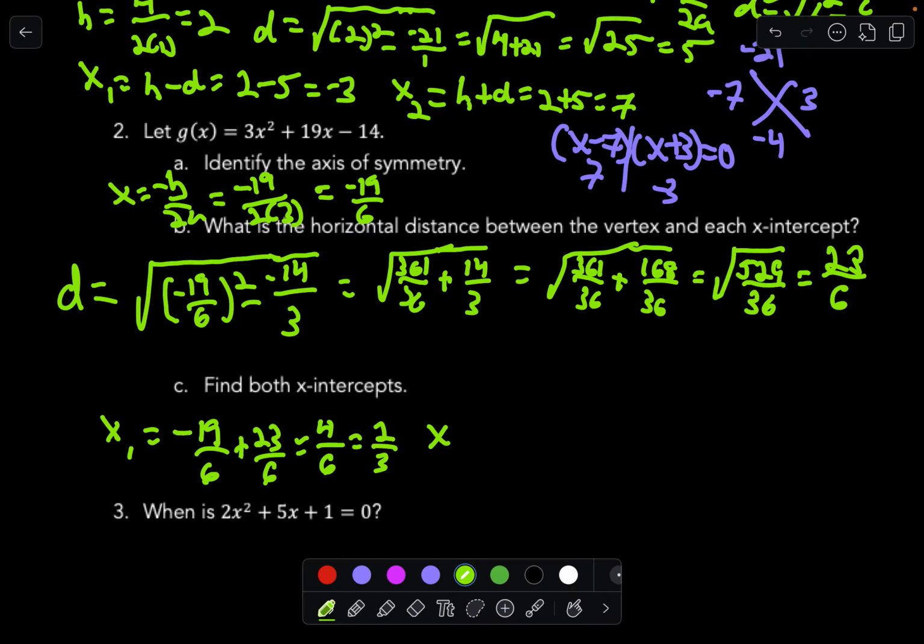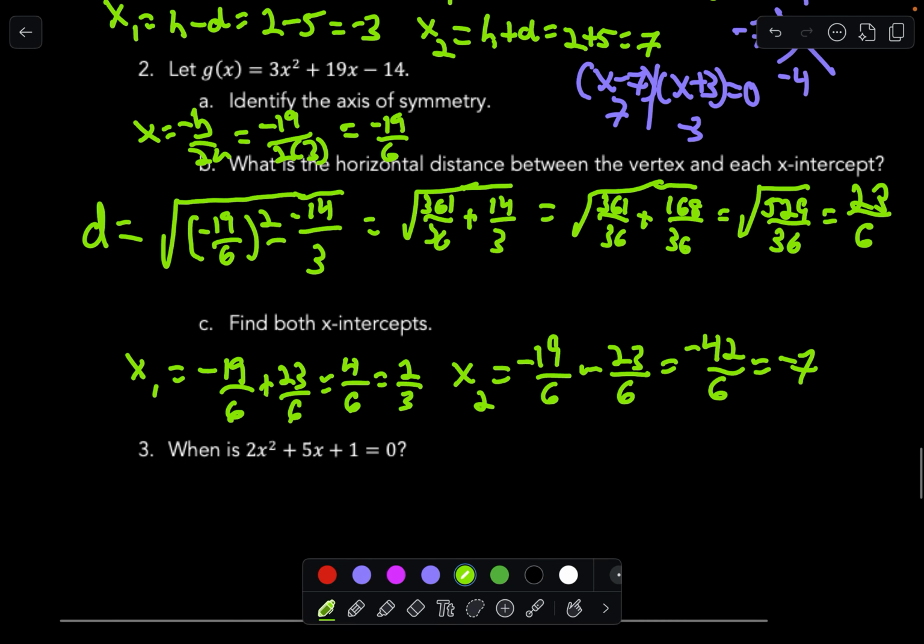The other x-intercept, I'll call it x sub 2, is going to be negative 19 over 6 minus 23 over 6, which equals negative 42 over 6, which equals negative 7. And those are our two x-intercepts, 2/3 and negative 7, which kind of indicates you could have factored this. But we're not going to get into how you would factor something as ugly as that in this class.